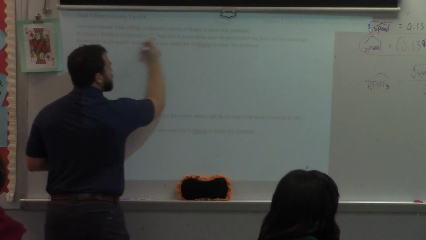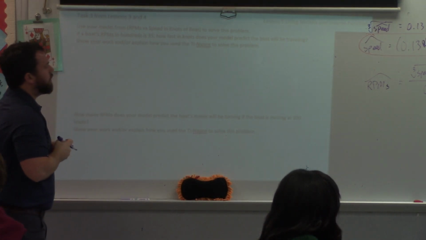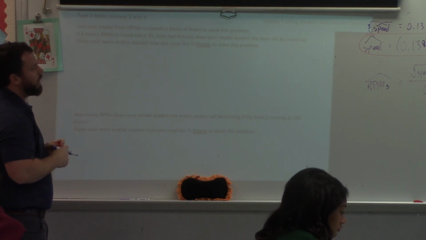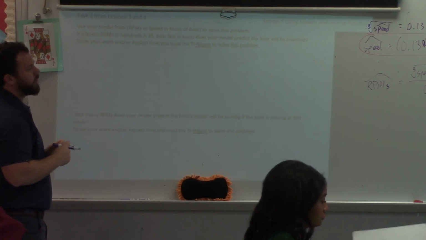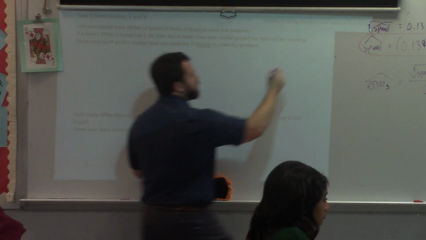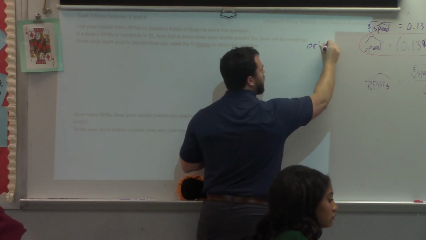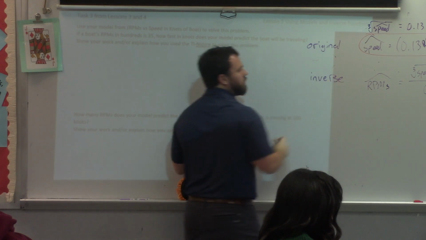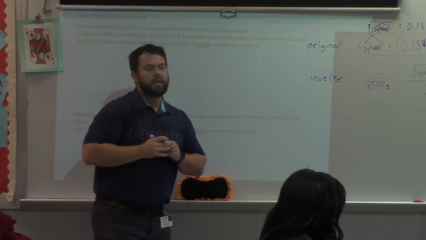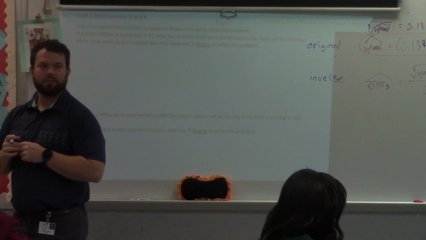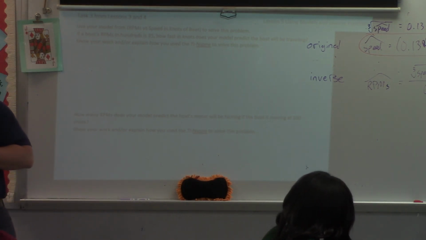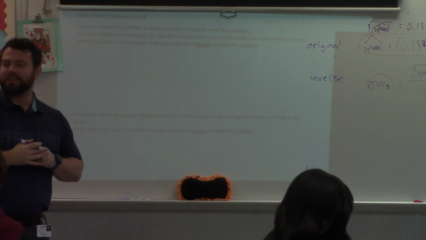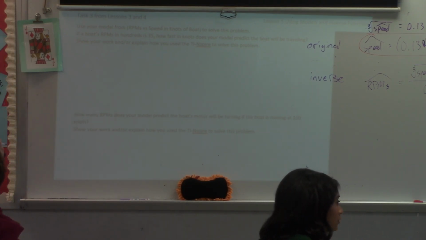Okay, so how fast in knots does your model predict the boat will be traveling? Which of those 2 models should I use if I want to know how fast the boat is traveling? Should I use the model for the original set of data, or the inverse? Inverse. Okay, raise your hand if you think it's the inverse. I heard way more than just Sarah say we thought it was inverse. Some of y'all are some dirty liars. Who thinks it's supposed to be the original?